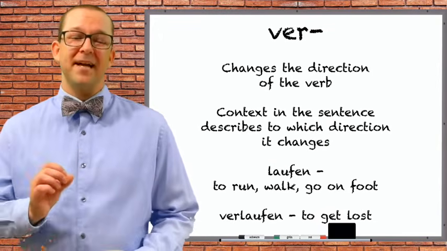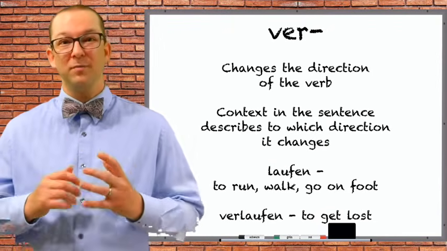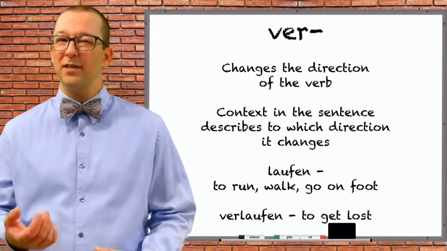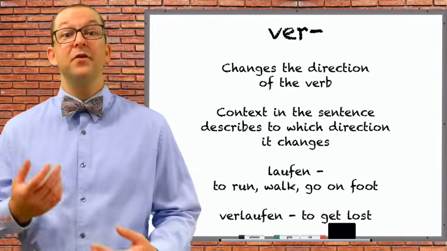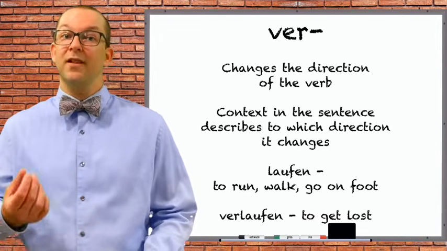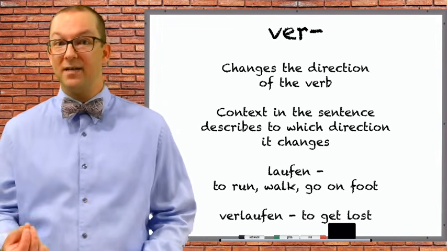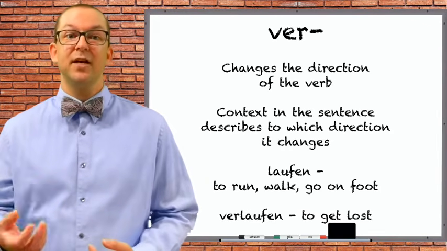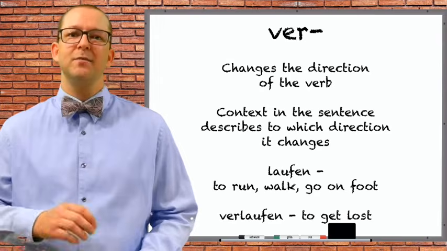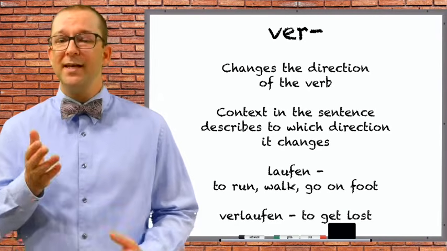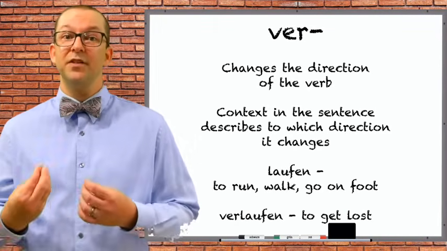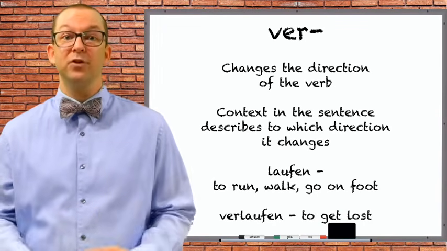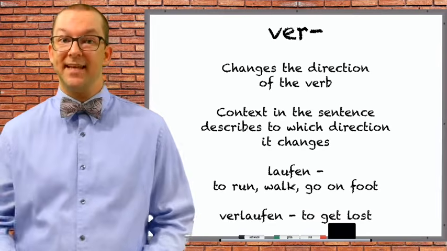Next up is ver. There are a ton of verbs that start with ver. This is partially due to the fact that this prefix is relatively flexible with its meaning. There are several categories into which one can classify the verbs with the prefix ver, but they all have one overarching idea. The prefix ver changes the direction of the verb. It doesn't point it in a particular direction, it simply means that it isn't the direction that the verb went prior to the prefix ver being applied. The actual direction is expressed through the rest of the sentence.